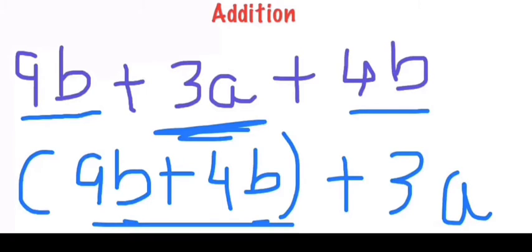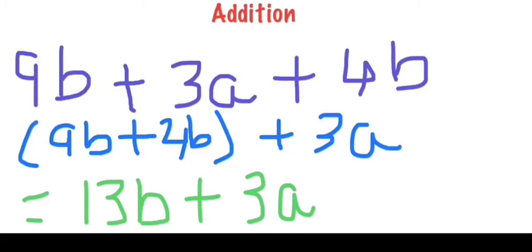3a will be grouped alone only. So you will get 13b plus 3a as the answer. So this is my answer, 13b plus 3a.